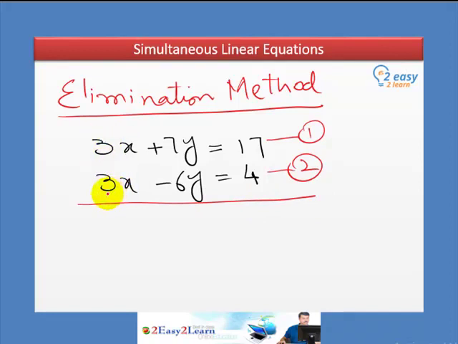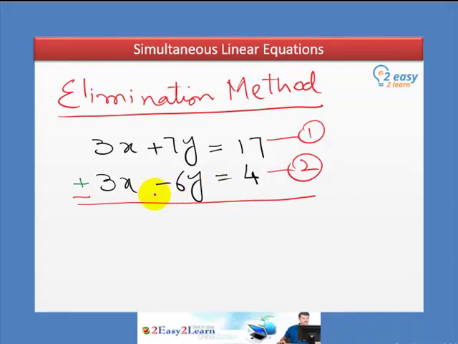But to remove this, to cancel it, the sign must be opposite. If we look at these, both signs are the same, both are positive, they will be added because the same signs are added. So right now this is a positive 3, so we need to change its sign. It's a positive 3, we will change the sign of the second equation.